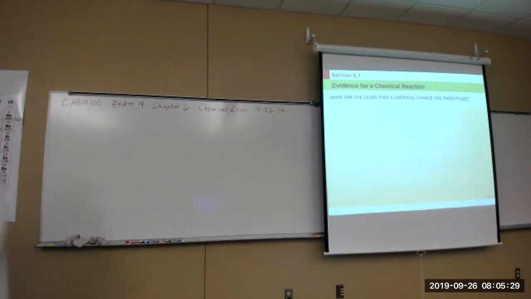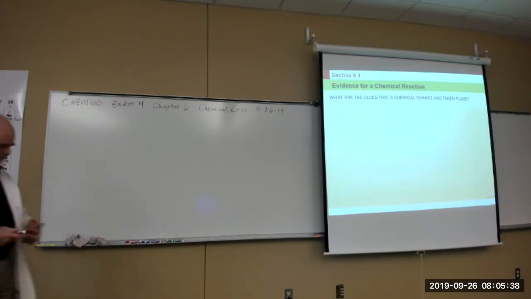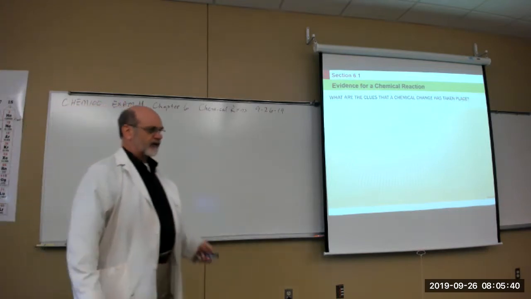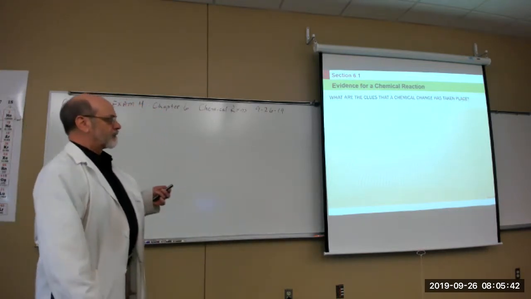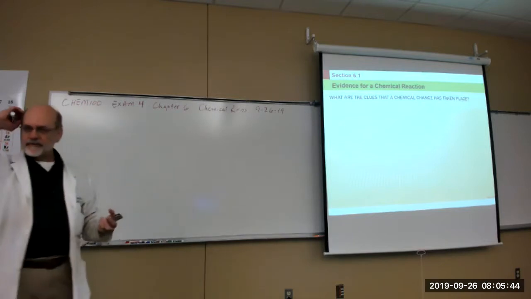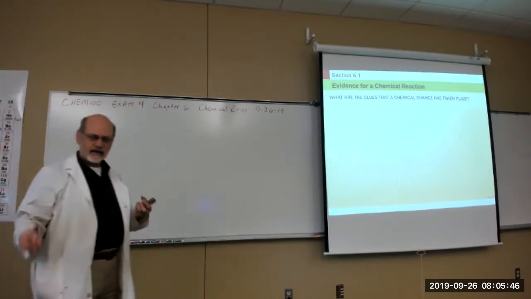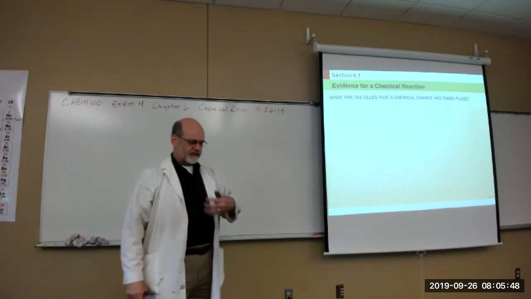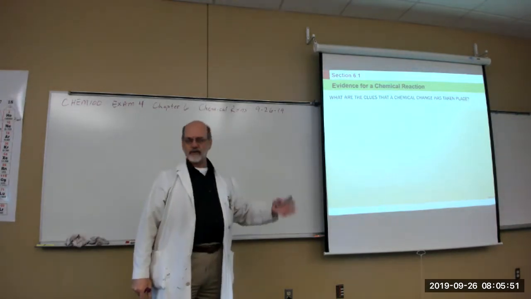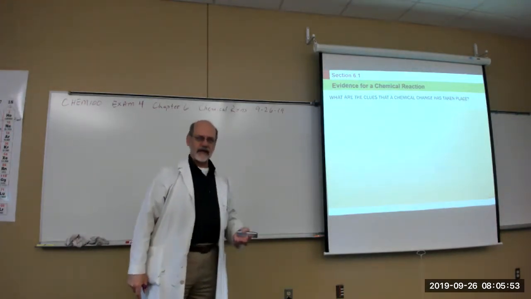So how do we know a chemical reaction has occurred? Up to this point, we've just been studying elements and compounds and how to talk the lingo. But what are some clues that a reaction is taking place? That is, substances are being changed from one form to another. They're usually indicators.